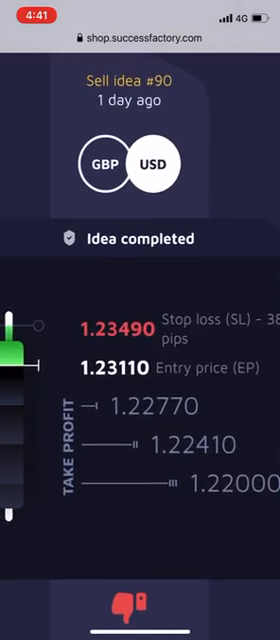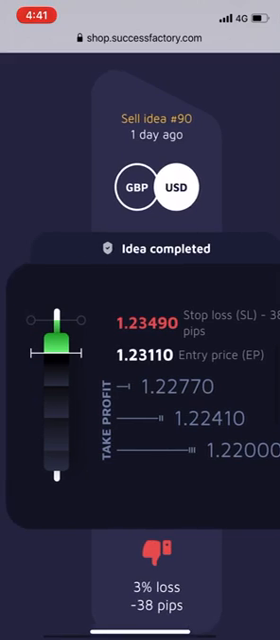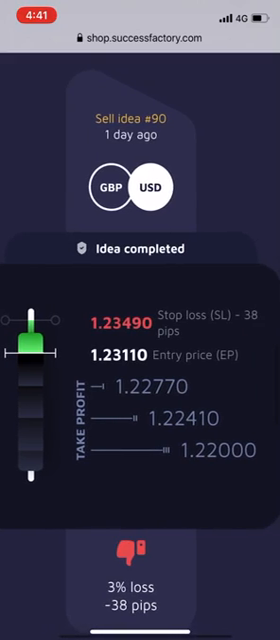So here's the trading idea. You can see all the details here. It is a sell idea between the British pound and the US dollar. Once again, the idea was completed. What you can see here is numbers. The first number that we see is 1.23110. That is the entry price, EP.